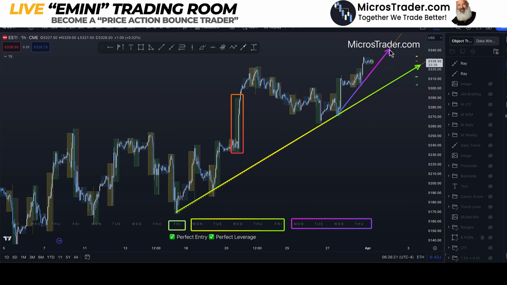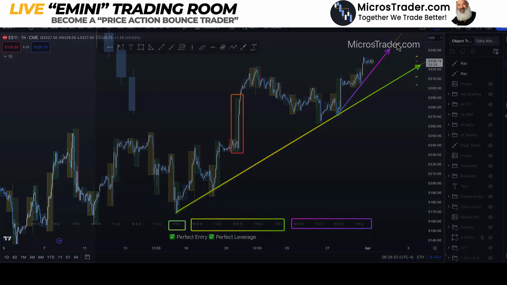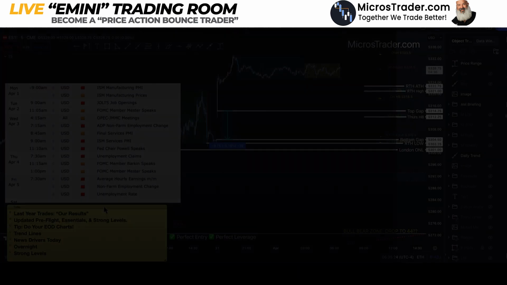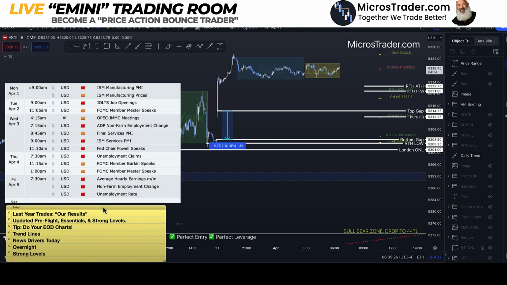We went parabolic. So the reason I'm pointing this out is I tell my traders, do not counter a parabolic move. In other words, don't be shorting this above the parabolic. All right, let's drill down a little deeper.